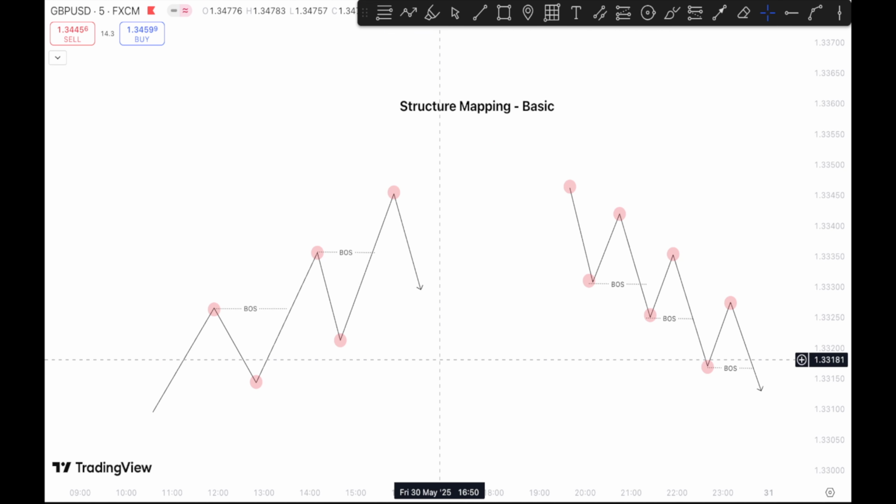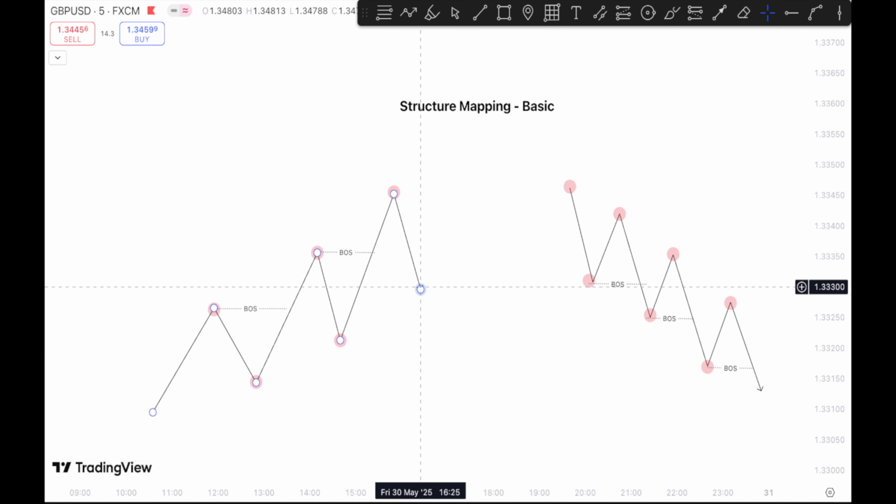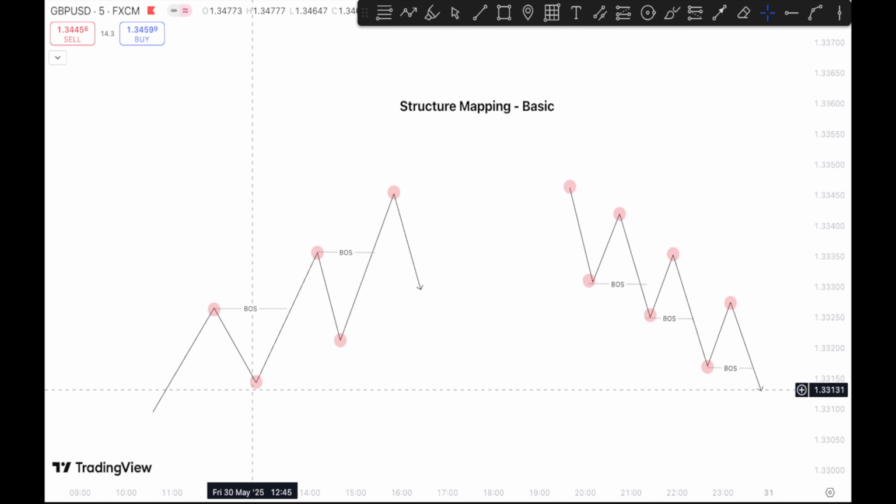I will not complicate it, rather I will explain you in simple terms and cut out all the BS, mention what you have to focus on. And so let's start from structure mapping, which is the basics of ICT. What structure mapping is, it means to figure out the trend in the market. Either the trend is uptrend or downtrend.